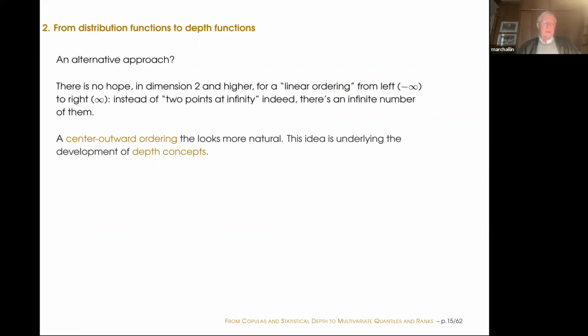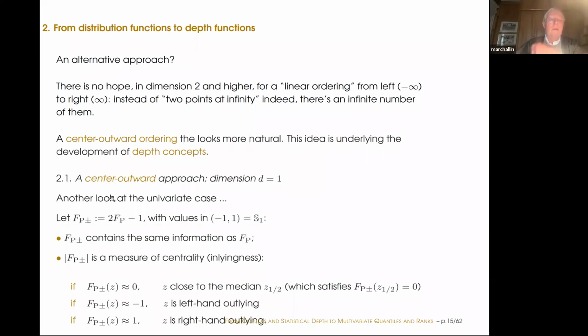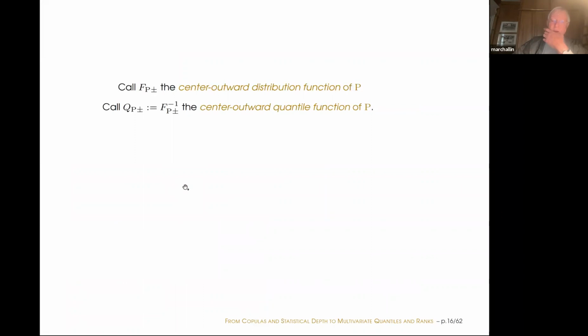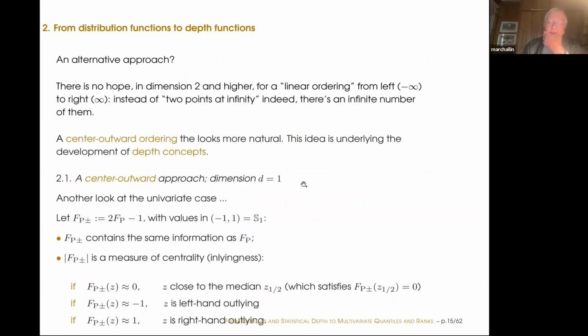There are central points and there are as many infinite points at infinity as directions in the plane. So no minus infinity plus infinity, but an infinite collection of infinities and a central region. And therefore, instead of an ordering from left to right, we should think of an ordering which goes center outward from a central region, median, for instance, to infinity in all directions. Okay. So let us have a new look at the univariate case, but from a center outward perspective.